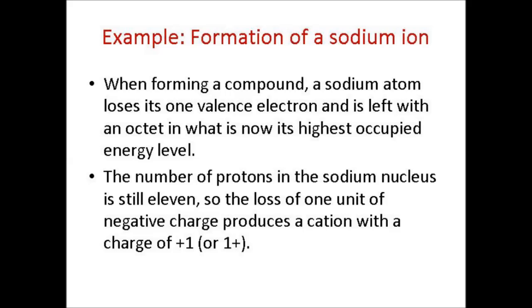Here's an example of the formation of a sodium ion. Sodium loses its 1 valence electron. When you take a look at its electron configuration, its outermost electron is 3s1.